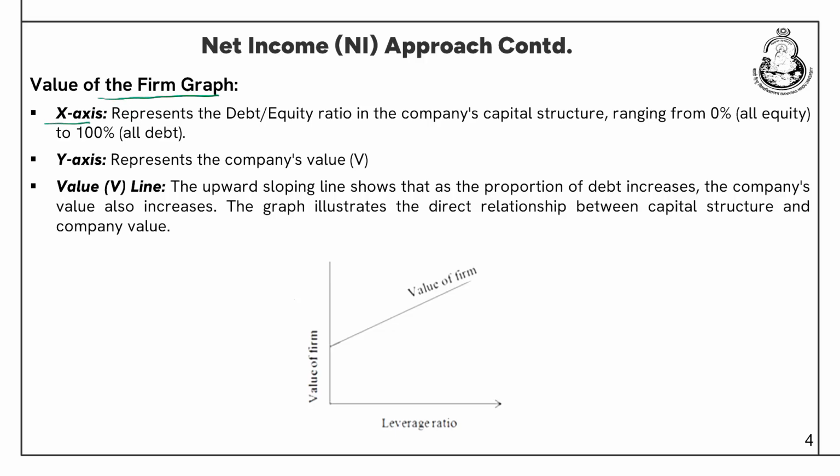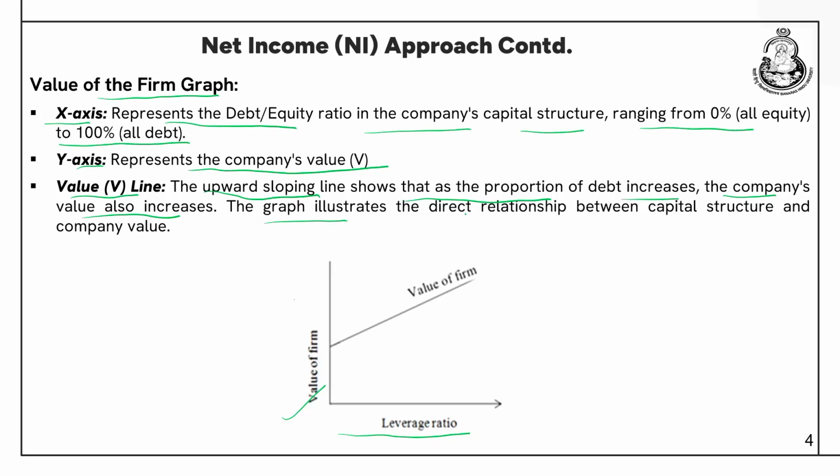So, if you see the graph here, the x axis represents the debt equity ratio in the company's capital structure, ranging from 0%, that is an all equity case, to 100%, that is all debt. So, on the x axis, the leverage ratio is nothing but the debt equity ratio, right. The y axis represents the company's value, okay, and the value V line, the upward sloping line, shows that as the proportion of debt increases, the company's value also increases. The graph illustrates the direct relationship between capital structure and company value.